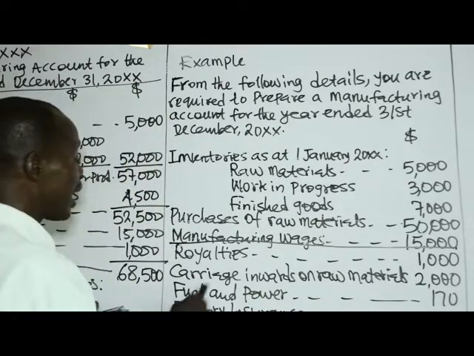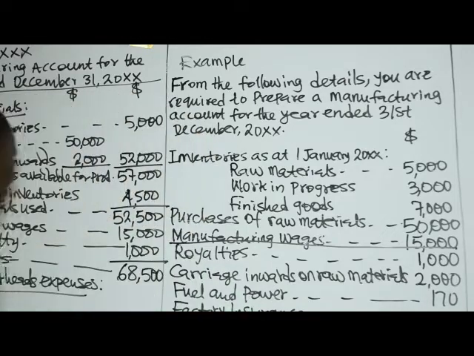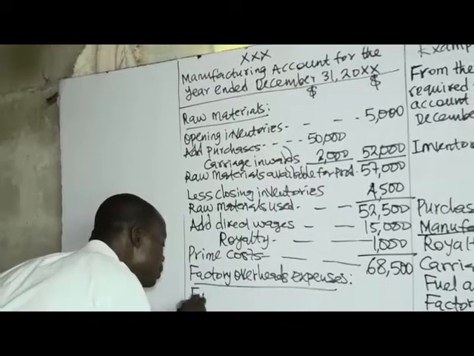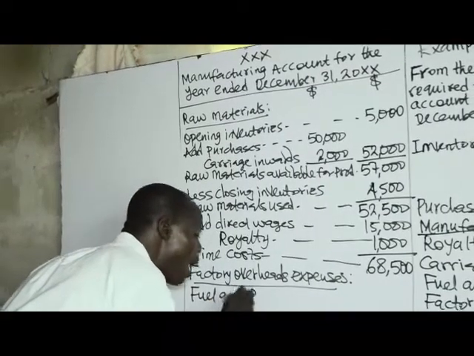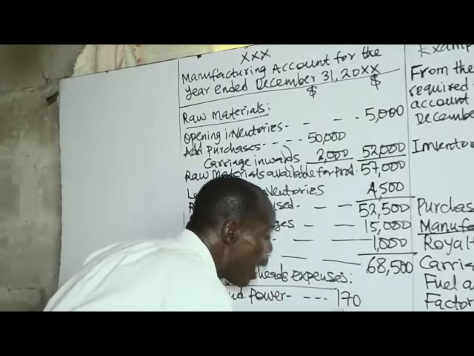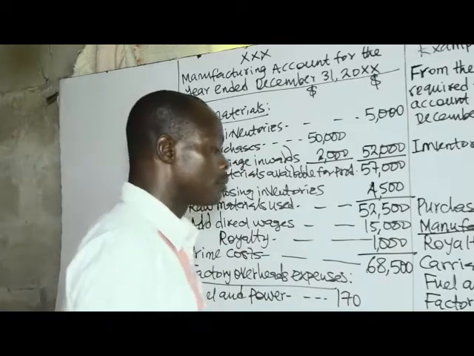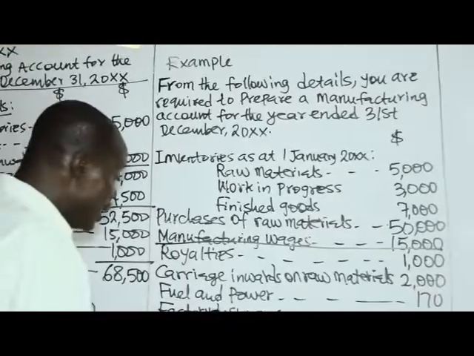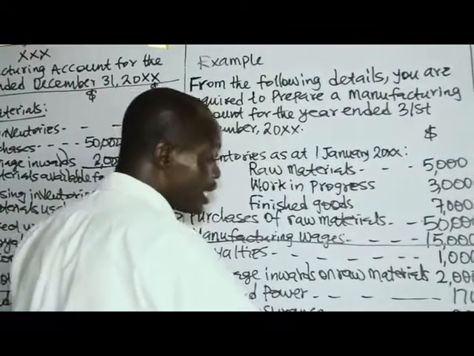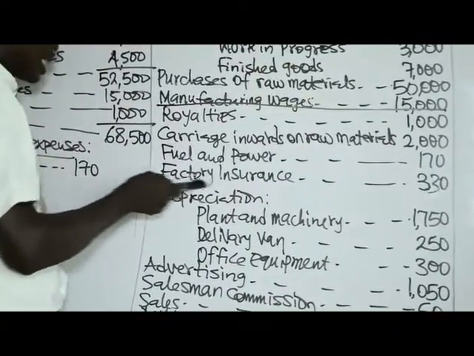Then we have fuel and power. Fuel and power of 170 is an overhead cost. So we have fuel and power of 170. Fuel and power of 170 is an indirect cost. Back to the question again. Then after fuel and power, the next item is the factory insurance. Factory insurance of 330 is also an indirect cost because it attracts factory.